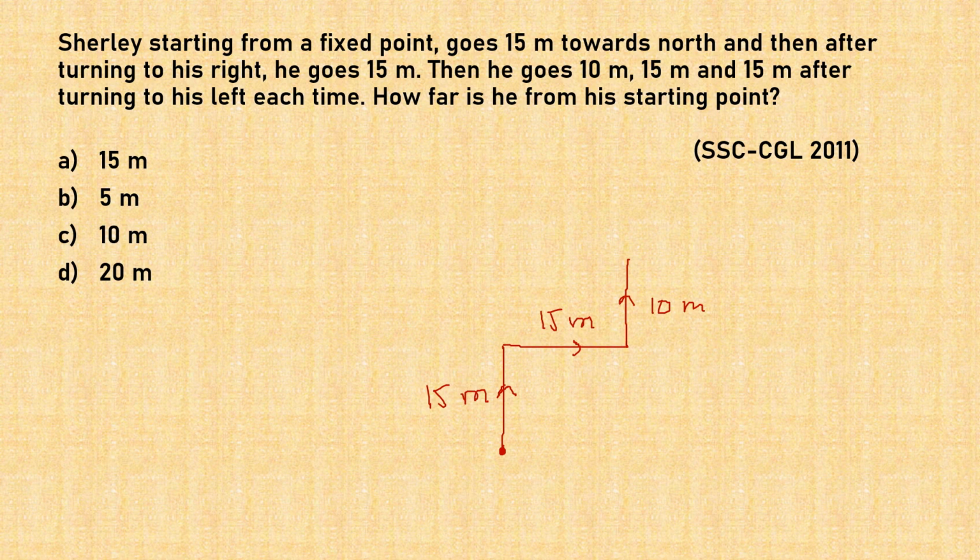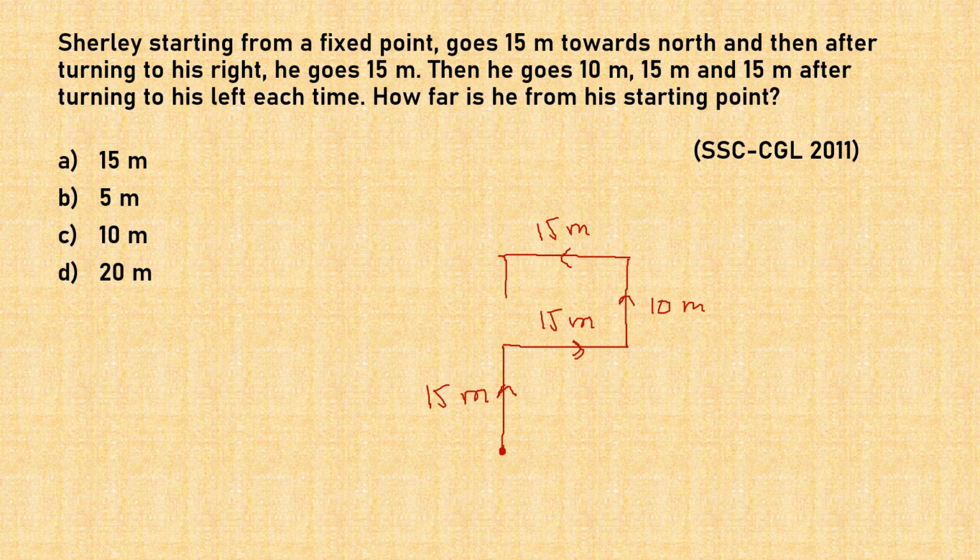Then again he goes left. That again becomes 15 meters. You have to take care of the dimensions. Like if this is 15 and this is also 15, they should be looking equal so that you can get the exact figure. And after that, he again took a left hand turn and traveled 15 meters.